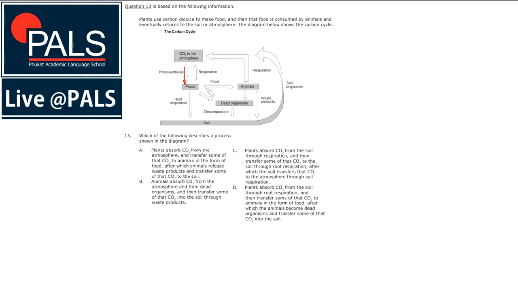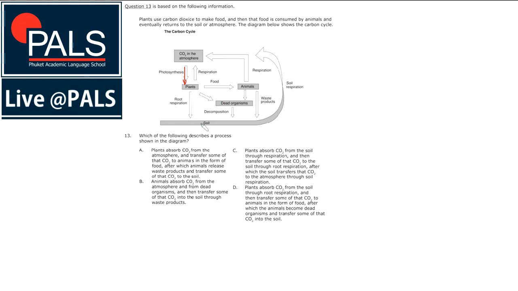Animals and plants die, and the dead organisms then are decomposed, moving carbon into the soil. Roots respire, moving carbon into the soil. Waste products from animals contain carbon, moving carbon into the soil. And soil organisms, mainly bacteria and microorganisms, respire and return carbon into the atmosphere.